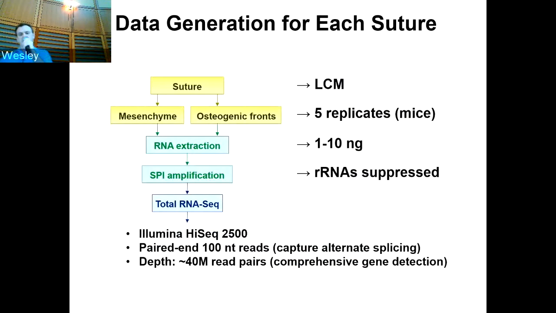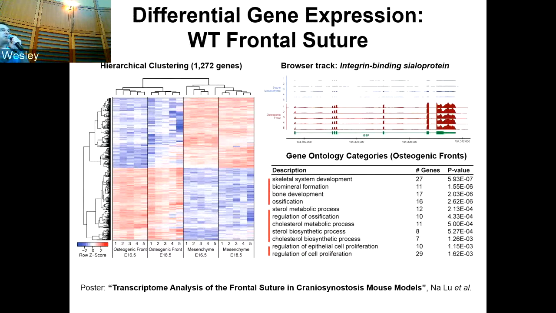This is just an example of what we can get out of our RNA-seq datasets. This is a differential expression analysis for the wild-type frontal suture. It's showing a heat map of genes differentially expressed between the osteogenic fronts and the mesenchyme. Genes that are red indicate higher expression, blue indicates lower expression. And you can see from the cluster analysis at the top that the osteogenic front samples separate very cleanly from the mesenchyme samples.